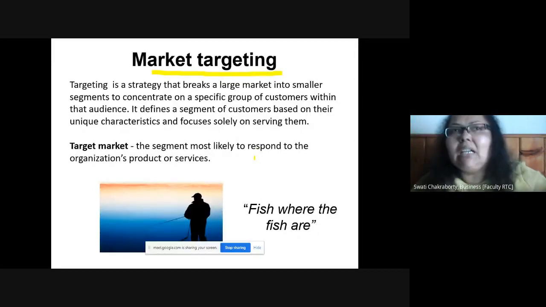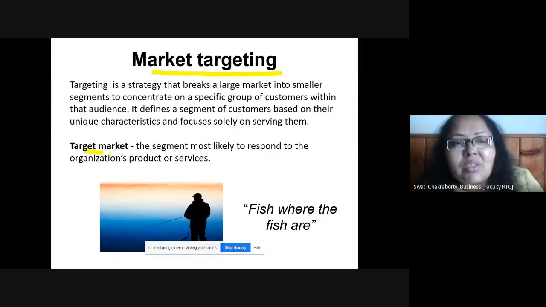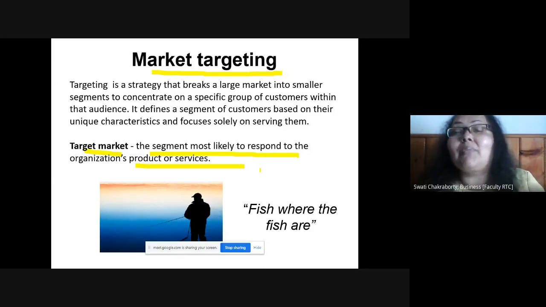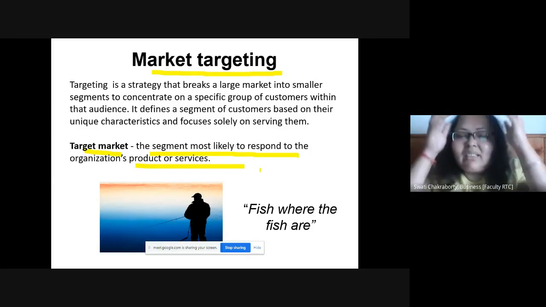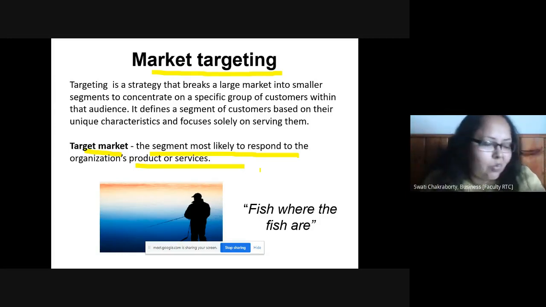Divide the market into different segments. Then comes up, from those different segments, which particular segment would respond to your product and your services to the maximum? That is what is known as target. A segment which would respond to your products or services to the maximum possible extent. So target that particular segment. That is what it talks about.